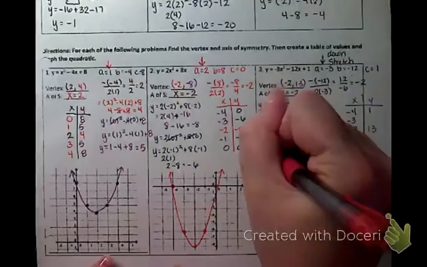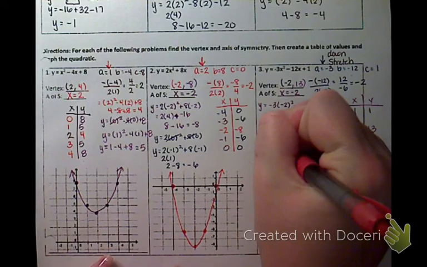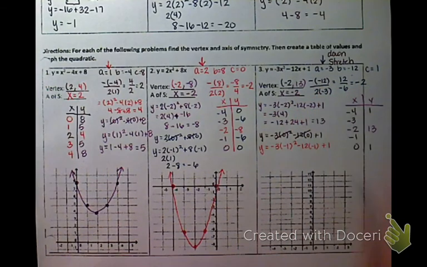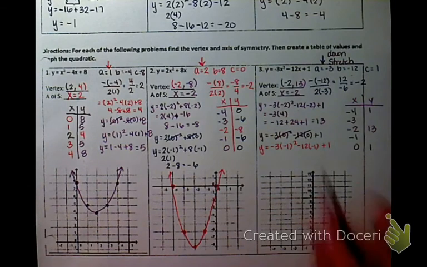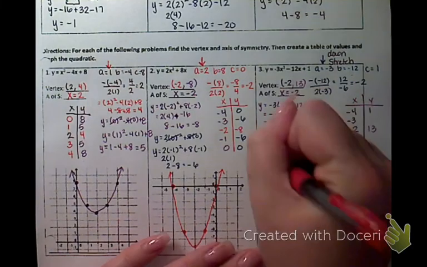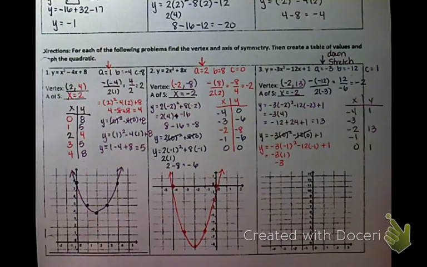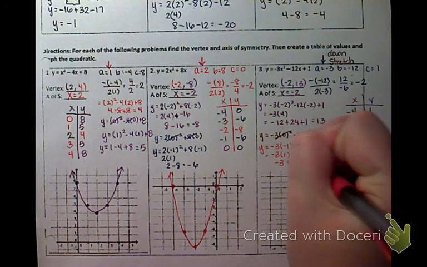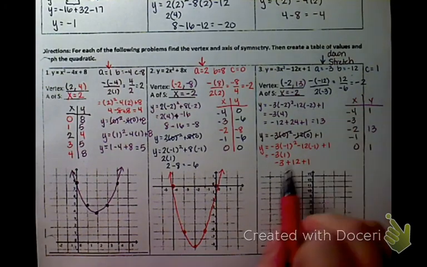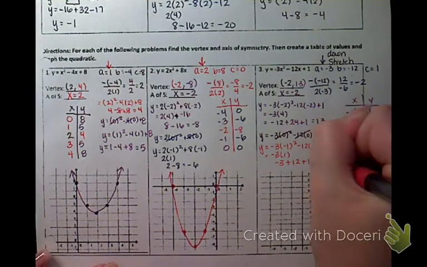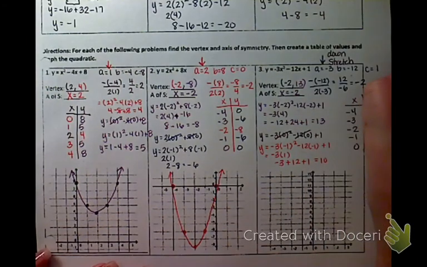And I'm going to plug in negative 1. Y equals negative 3 times negative 1 squared minus 12 times negative 1 plus 1. Negative 1 squared is a positive 1. So negative 3 times 1 gives me negative 3. Negative 12 times negative 1 is a positive 12. And then I have that 1 at the end. Negative 3 plus 12 is 9. 9 plus 1 gives me 10.